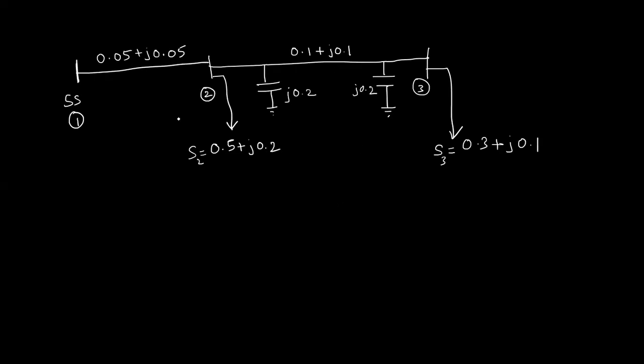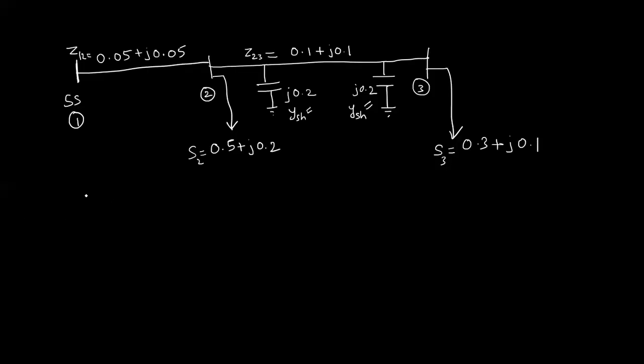So this is the data given. Notice that this Z is the impedance, it is not admittance. So this is Z23, and this Y shunt is j0.2. This is the admittance given to us. Now the first step in the linear load flow algorithm is the Y bus matrix, so we need to derive a Y bus matrix for this. Here we have 3 buses, so the Y bus matrix, including the substation bus, will be a 3 by 3 matrix.